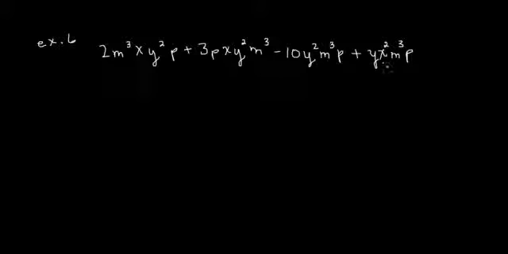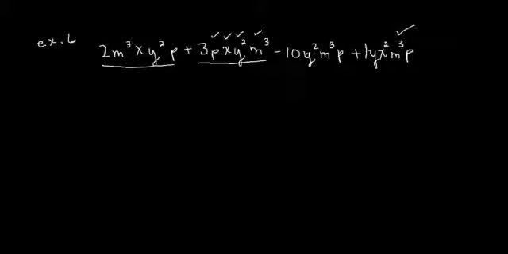Okay, I hope you turned the video off, and let's see what you got. Okay, this term down here at the end, I would put a 1 in front of it just so that you know what you're adding. Let's start with the first one. It has an m to the third x y squared p. Let's see if we can go find another one of those. This one has an m to the third x y squared p. So these guys are like terms. Let's go to the next one.